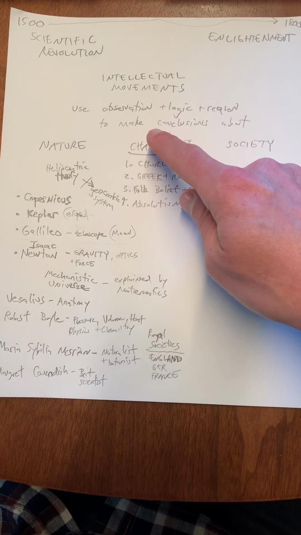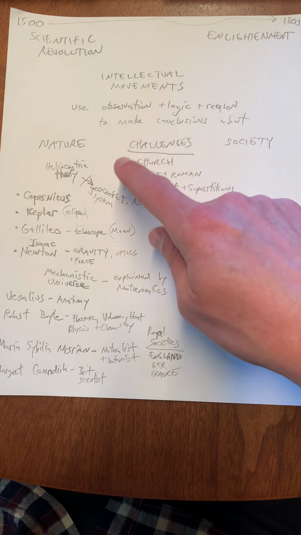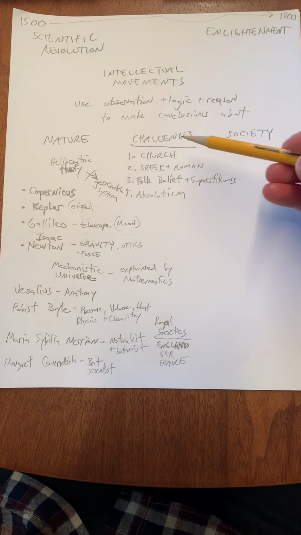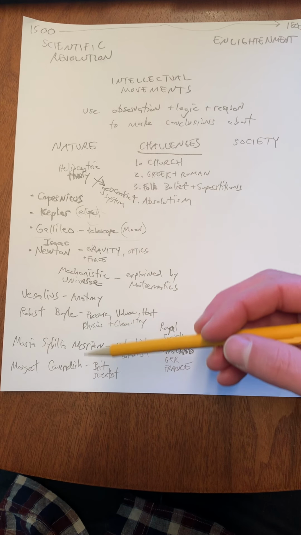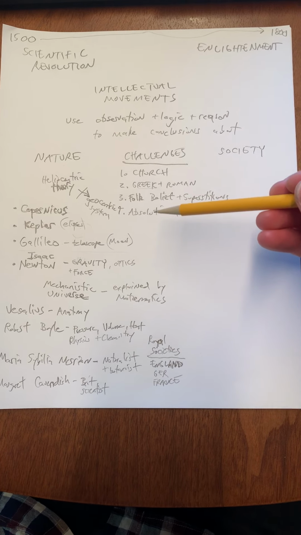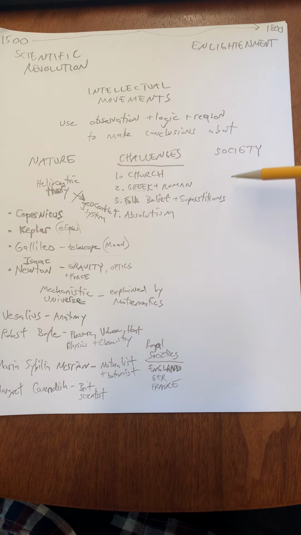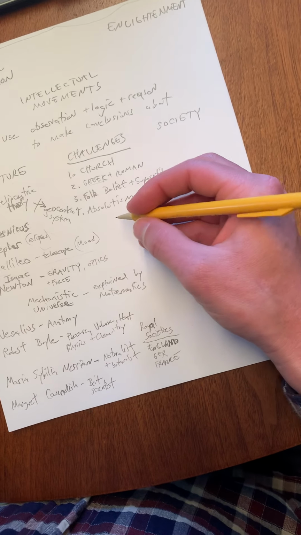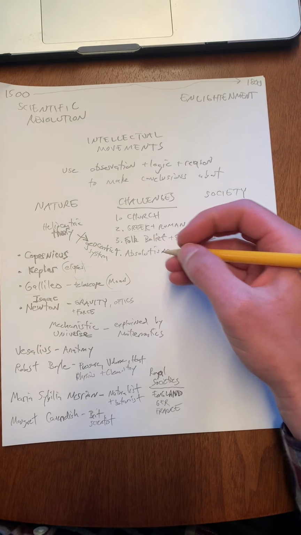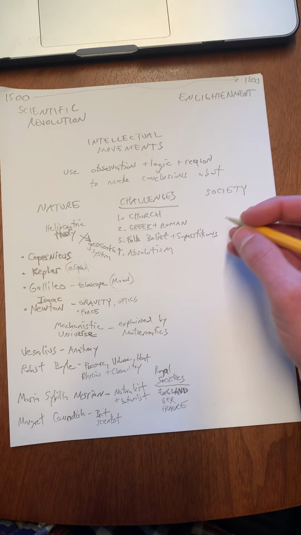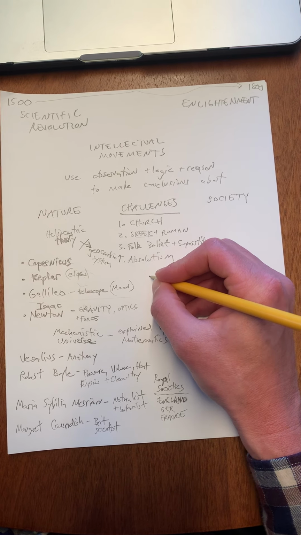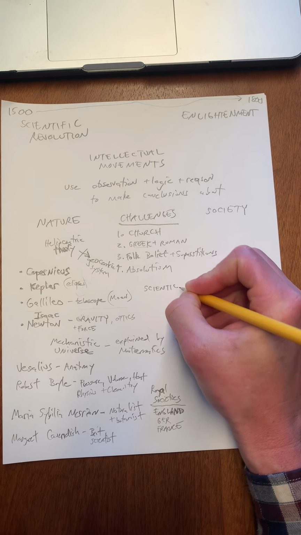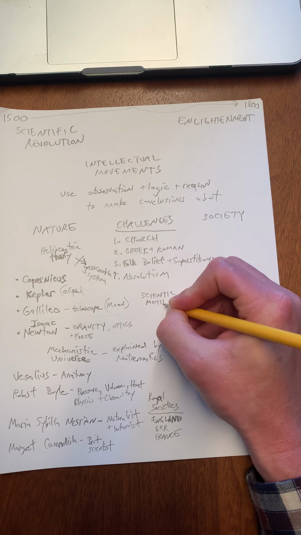Both are intellectual movements that use observation and logic to make conclusions about nature for the Scientific Revolution and society for the Enlightenment. There are lots of important scientists, but because there's this methodology of using logic and reason, two scientists are especially important because their work is used by the Enlightenment philosophers. These two work with reasoning and created what we now know as the scientific method.